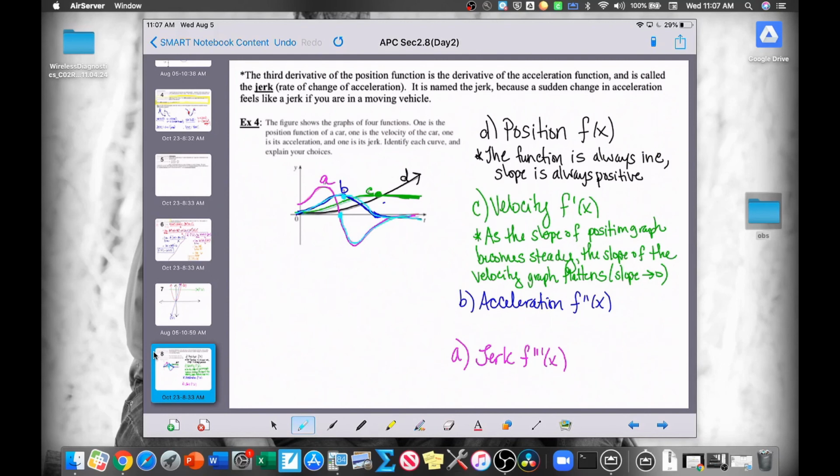But when graph B is decreasing at an increasing rate, graph A is decreasing. And when graph B begins to decrease at a decreasing rate, graph A starts to increase. All these subtle nuances that we look at when we're looking at graphs of functions and their many derivatives.